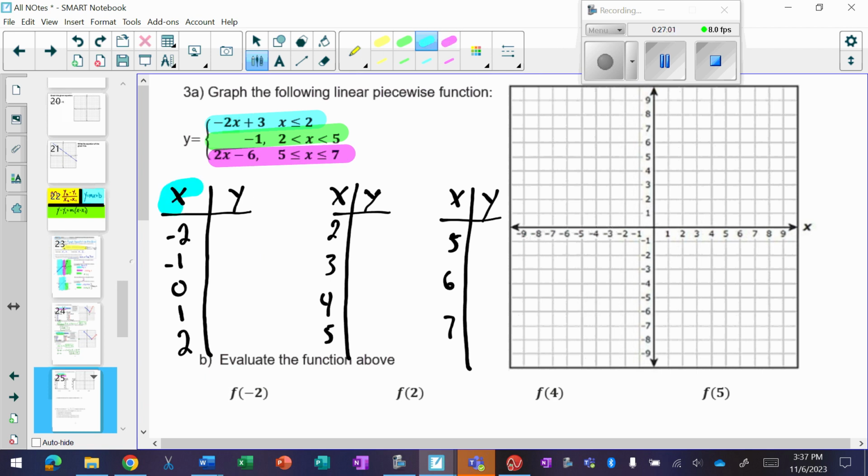We got the blue piece. That'll be on the left end. The green piece, that'll be in the middle. And the red piece, that'll be on the right end.